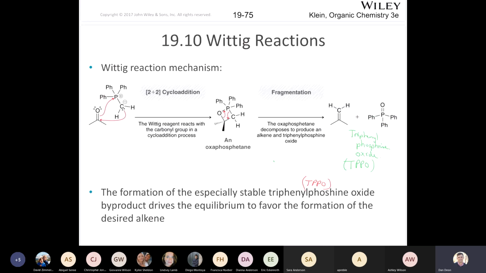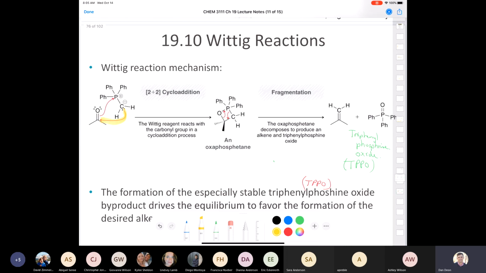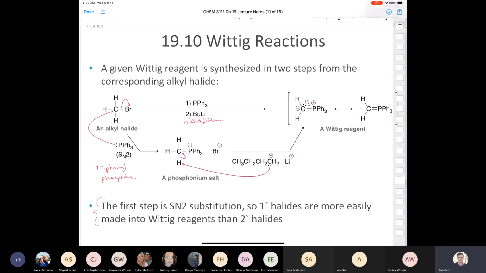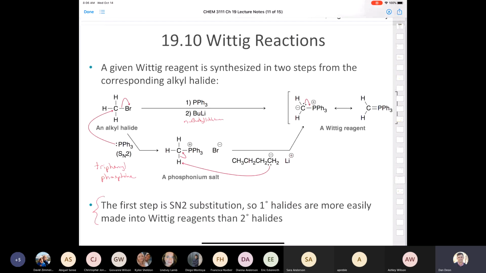So first we have the nucleophilic attack by the carbon on that delta plus carbon from that carbonyl, and then we take a pair of pi electrons and we form a bond with the phosphorus. And then the driving force of the Wittig reaction is actually the formation of this guy, triphenylphosphine oxide. And of course, we produce a new carbon-carbon double bond in the process.